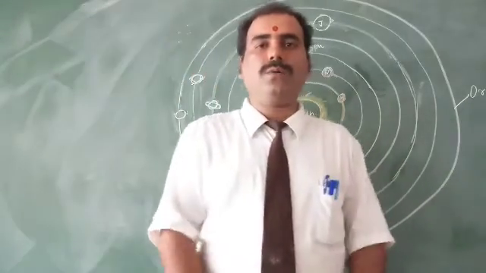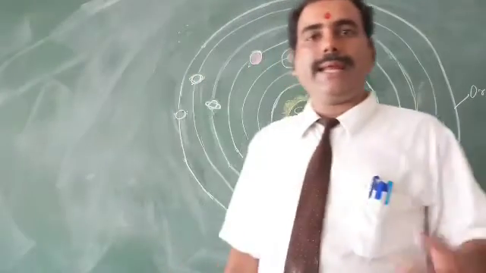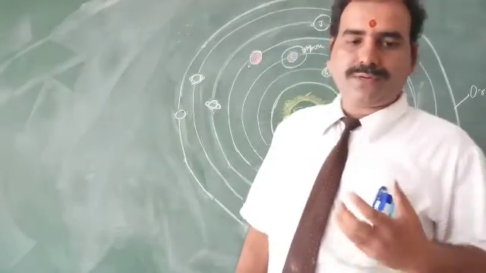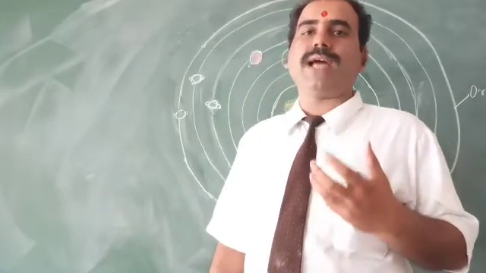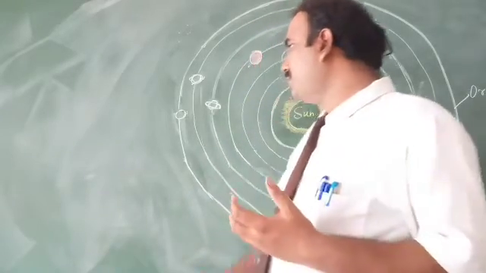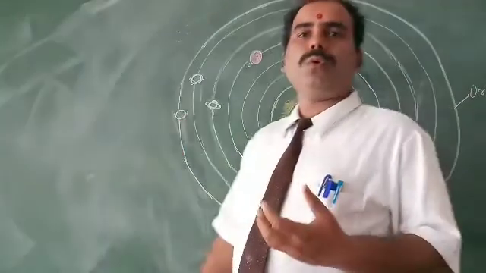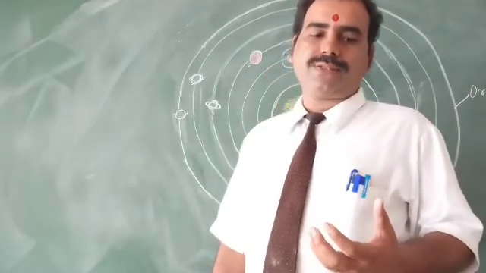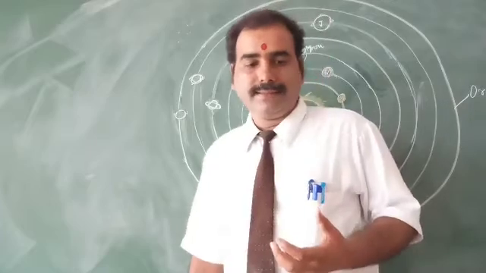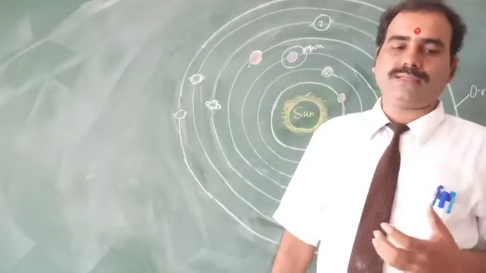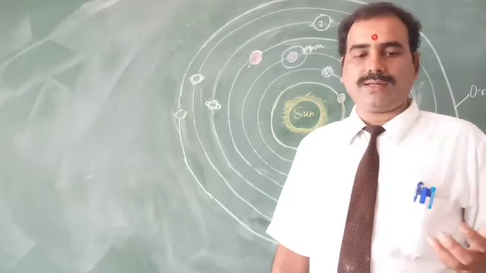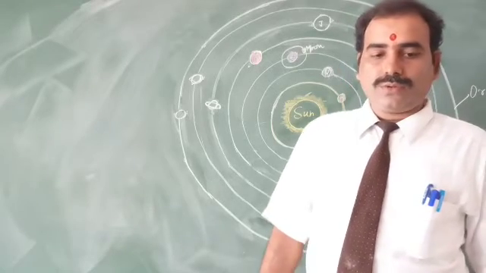Okay. Now we will study about Neptune. Dear students, Neptune is also called the blue giant. Why is it called the blue giant? Let's know. It is the farthest planet in the solar system.